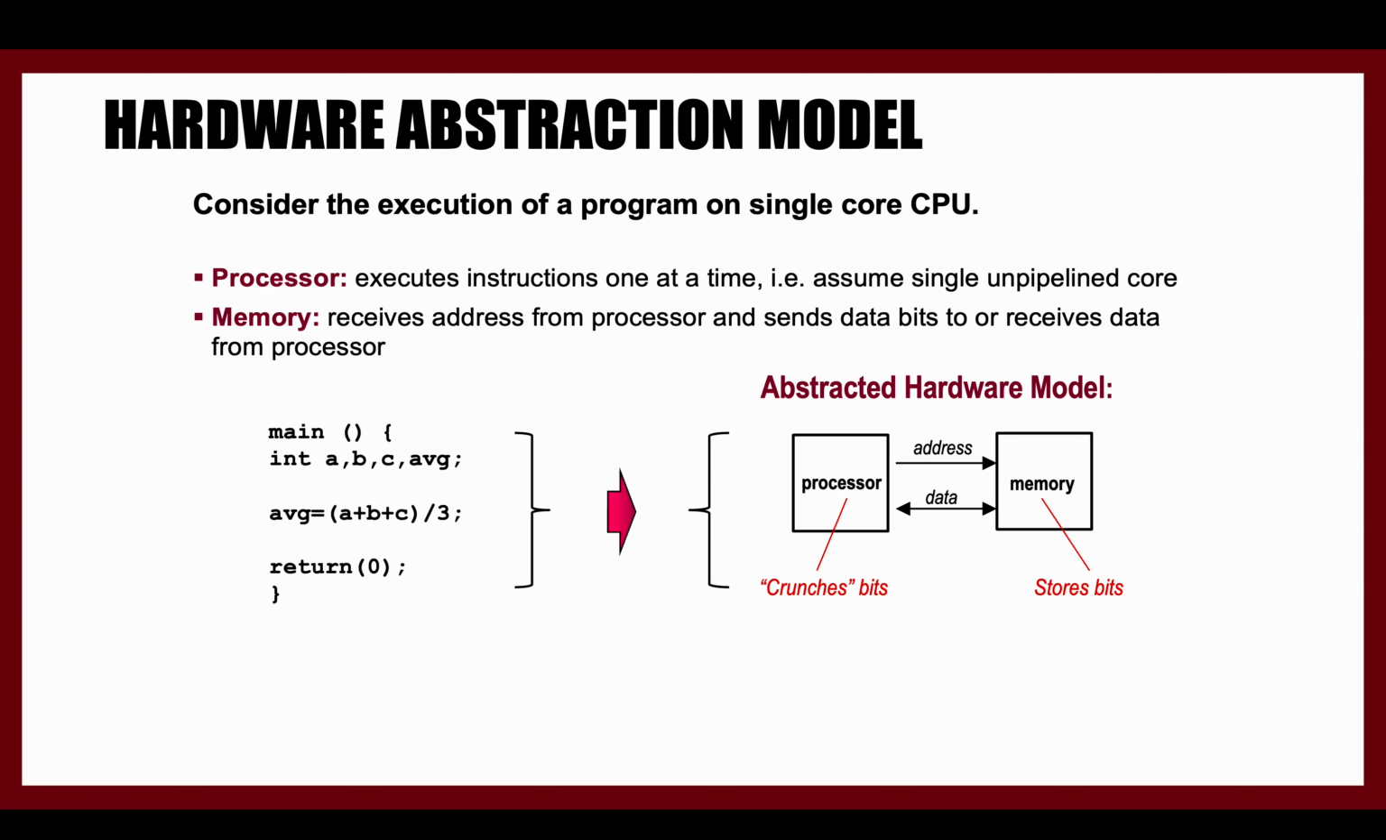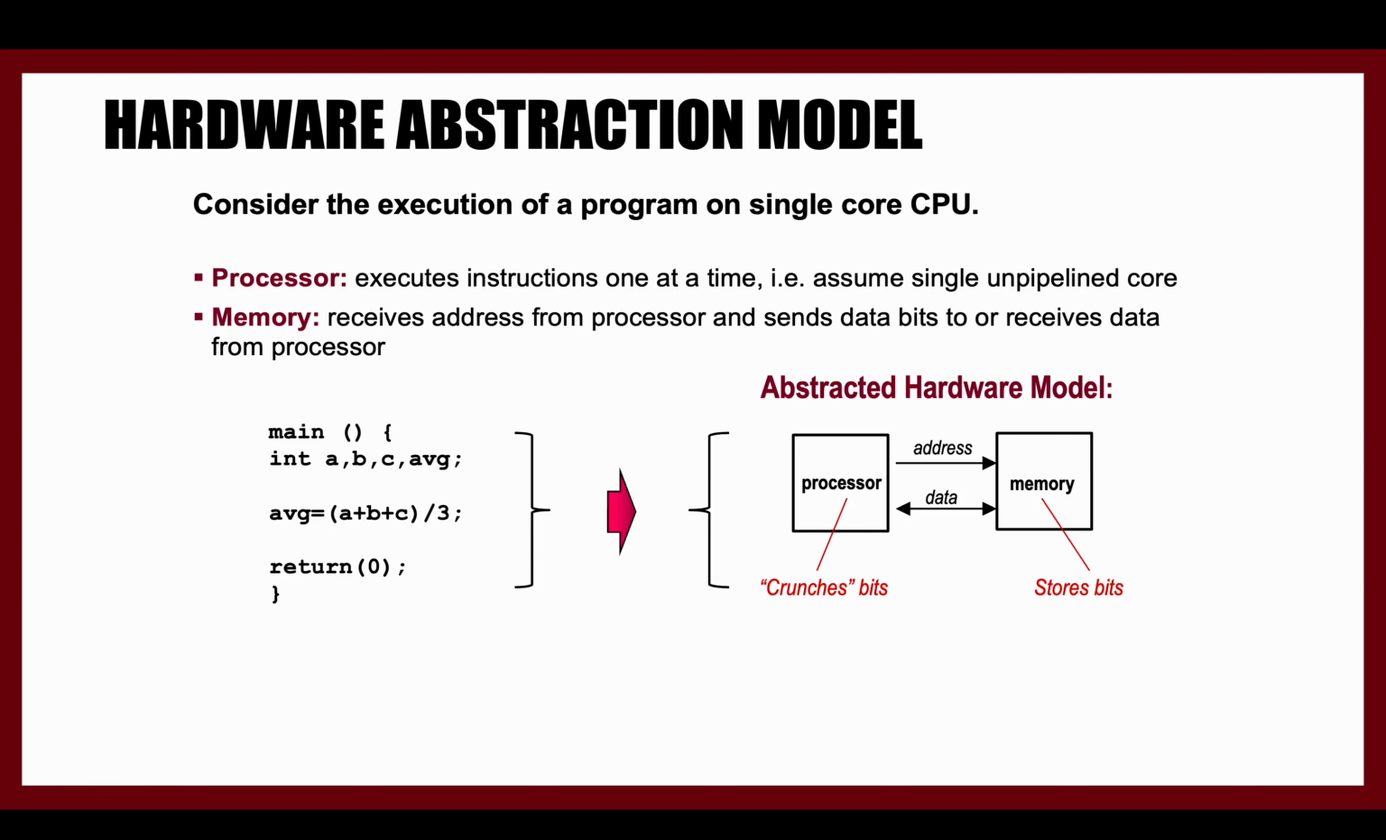Address and data lines. These are communication channels between the processor and memory. Address. The processor uses this line to specify which location or address in memory it wants to access. Data. This line is used to send or receive actual data bits between the processor and memory.